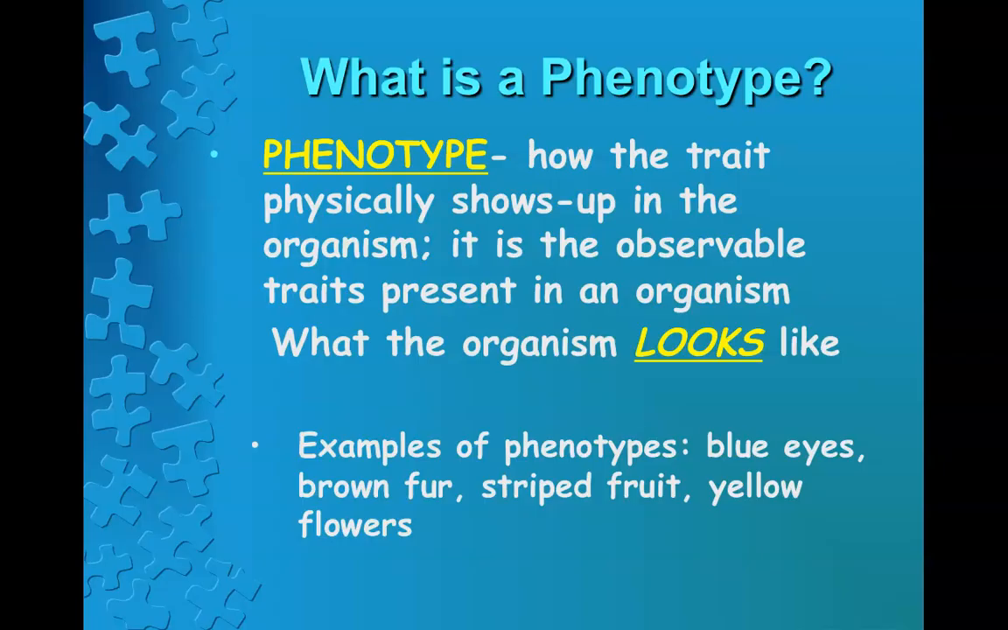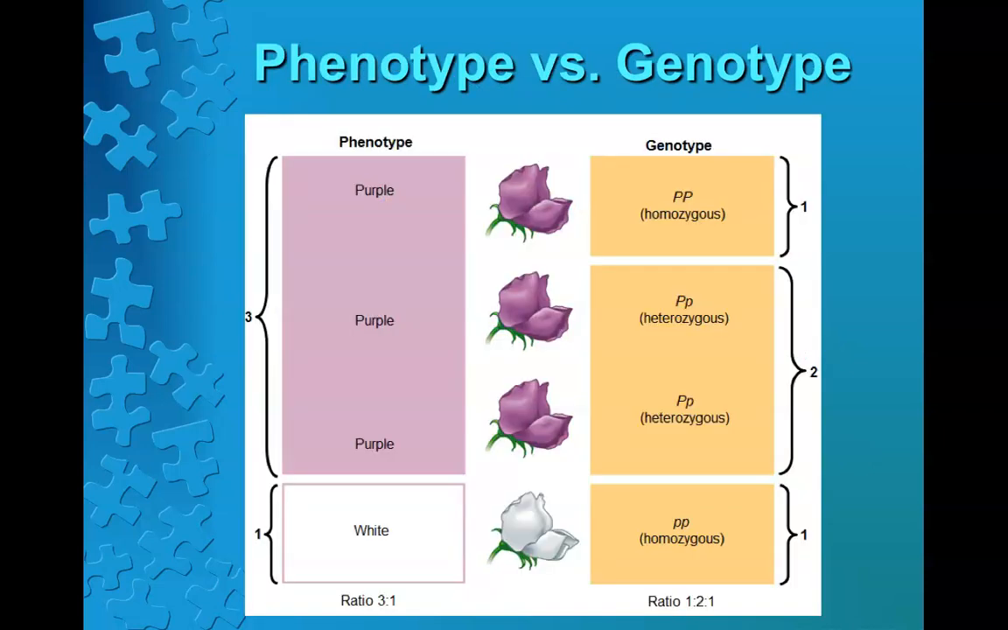So we're talking about genotypes, but we're also relating them to the phenotype. So we're talking about the coat color, the fur color, the wool color, and us, blue eyes, striped fruit, yellow flowers, doesn't matter. Whatever the organism looks like, that's its phenotype. But it's all based on what its alleles are in its genotype. Alright, so here's kind of that comparison.